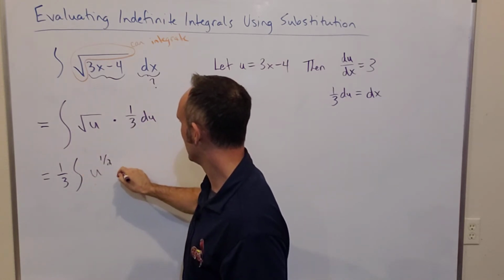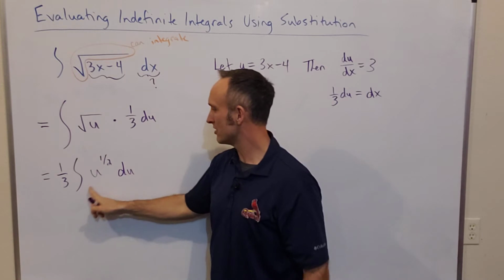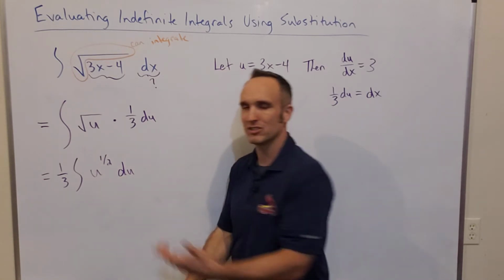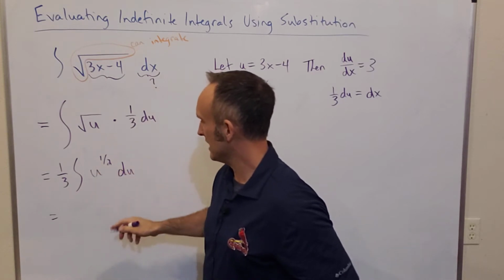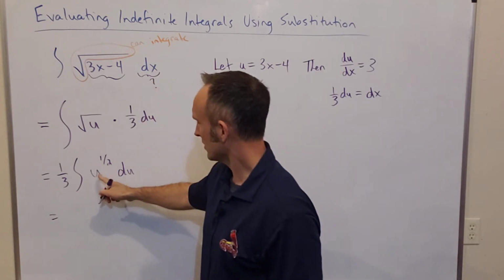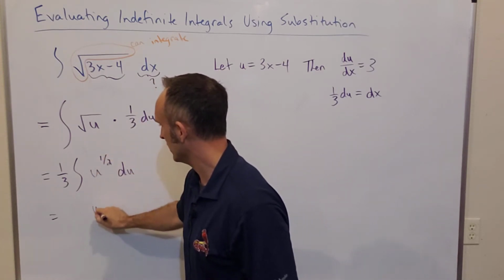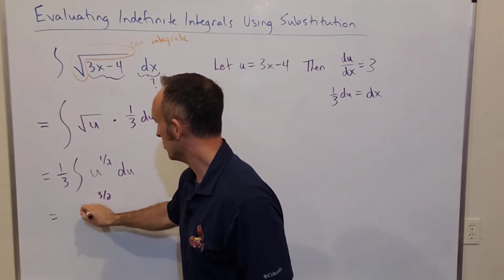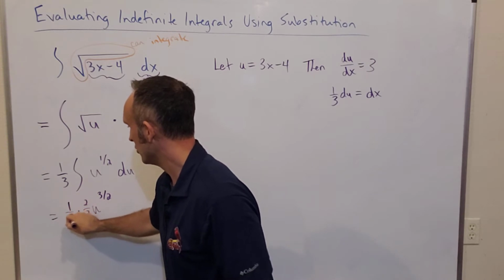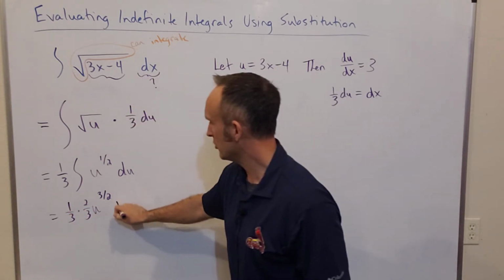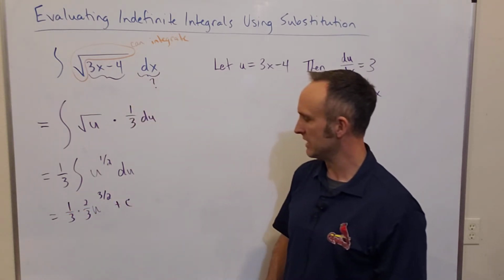And now I have a very basic integral, just a very basic antiderivative. So now I can use the inverse of the power rule. Increase the exponent by 1, which gives me 3/2. Multiply by the reciprocal, 2/3, times my existing coefficient, 1/3. And don't forget the constant c.